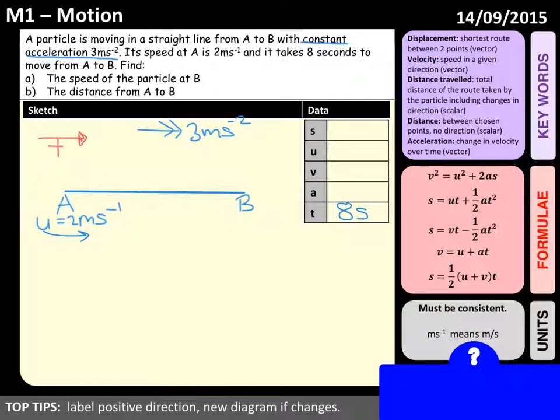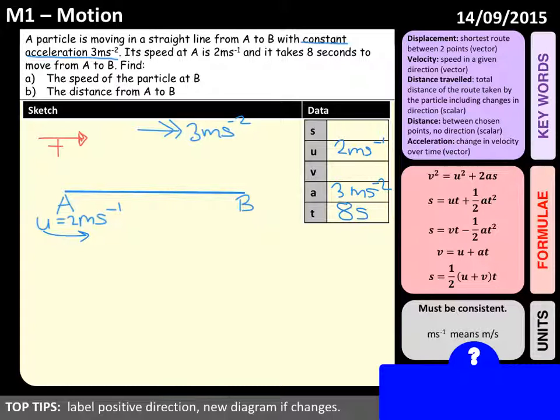Now that I've defined my positive direction, I can start thinking about whether each of my Suvats are positive or negative. So, I don't know the distance, I haven't been told anything about that. I do know the initial velocity, I'm told that it's 2, and as it's going in the same direction as my positive arrow, then it's going to be positive 2 meters per second. My final velocity by the time I get to B, I'm not aware of yet, but I do know the acceleration, and again that's going in my positive direction, so that's going to be positive 3 meters per second squared.